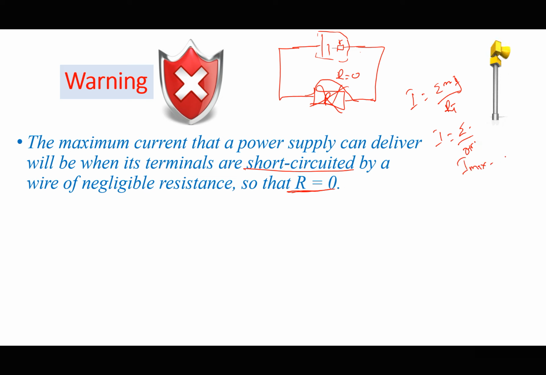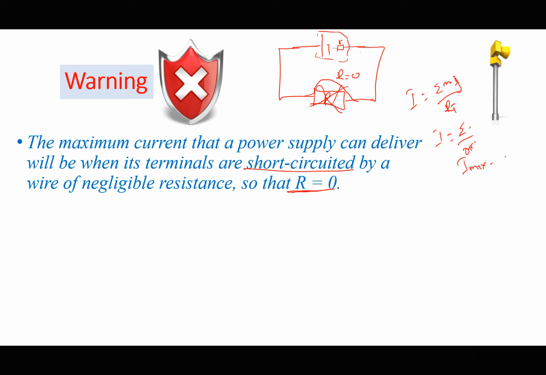In this case, the terminal PD will be 0. So the PD across the external resistance here, V capital R, is going to be equal to 0. And this is very dangerous. In this case, the PD across the internal resistance will be equal to the EMF of the cell. Remember, the EMF we said is equal to the terminal PD plus the lost volts. So the EMF of the cell is equal to the lost volts.